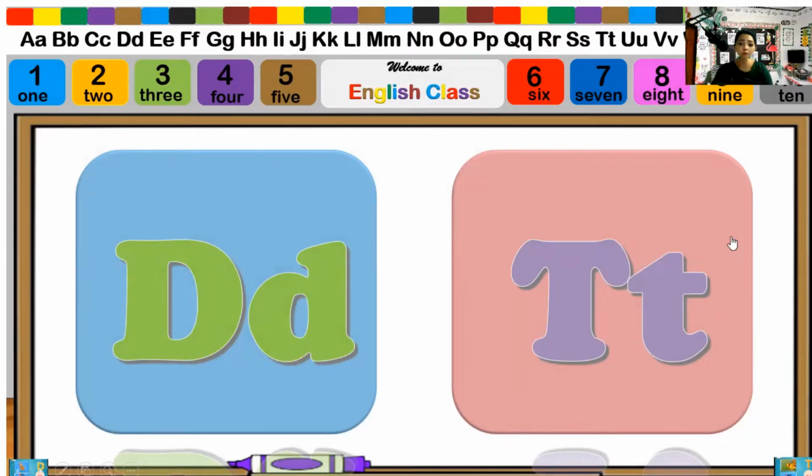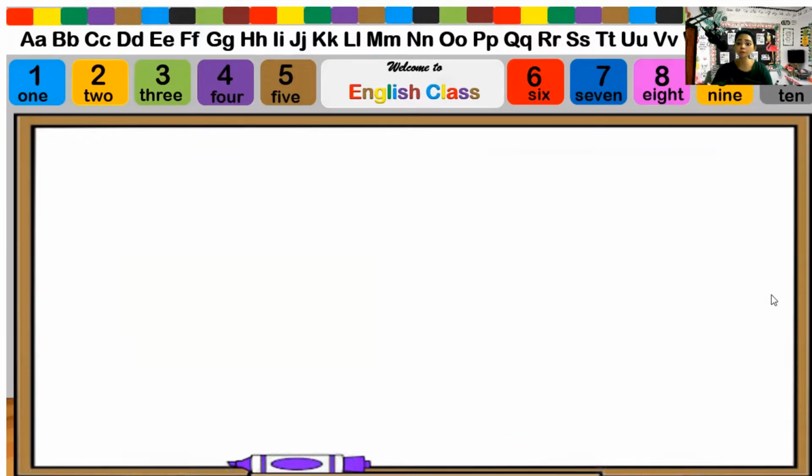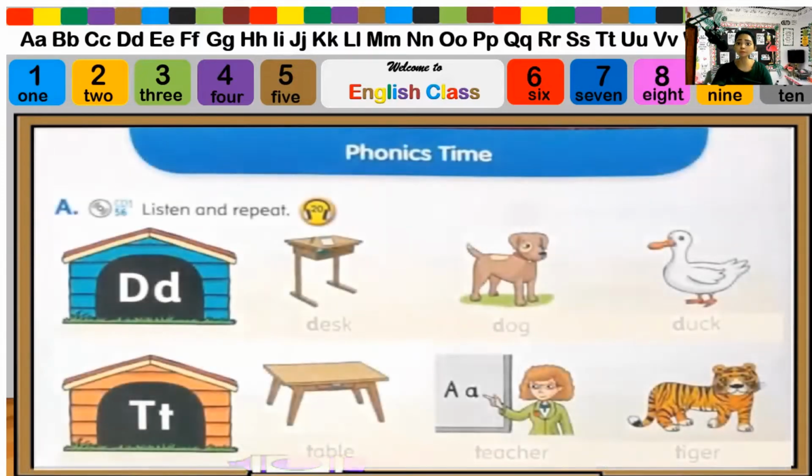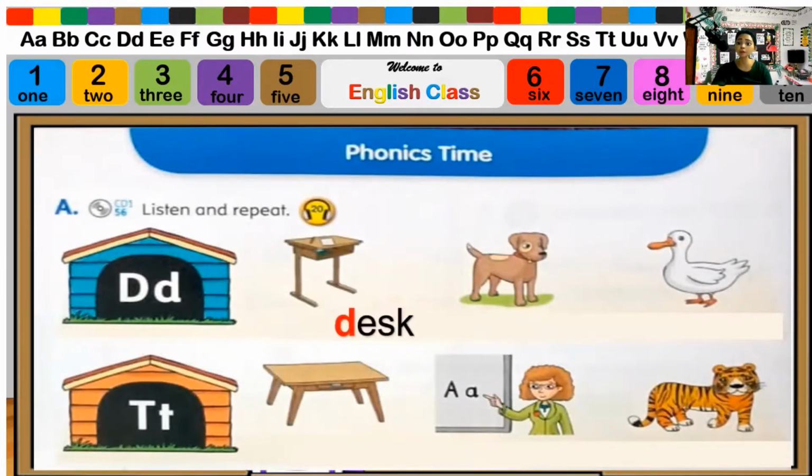What are the words that correspond to the pictures that begin with letter D and letter T? Okay, so the first, on the upper part, is the letter D. Let's find out what these D words are.